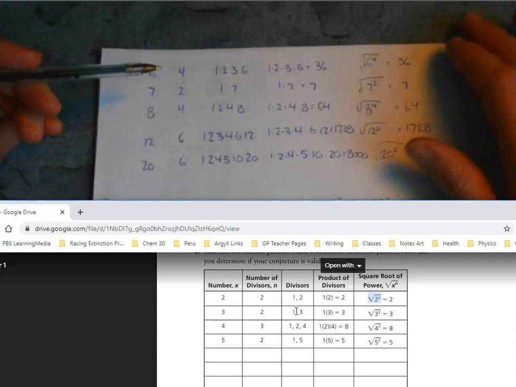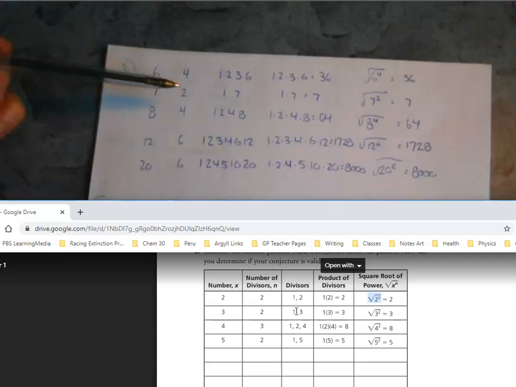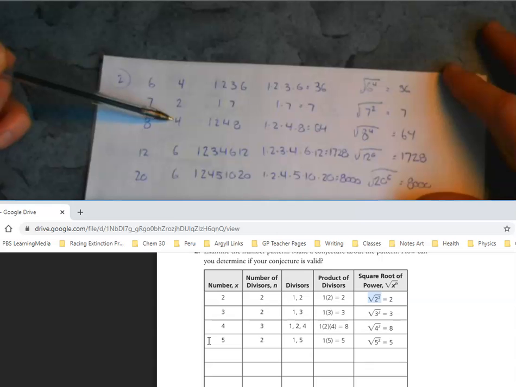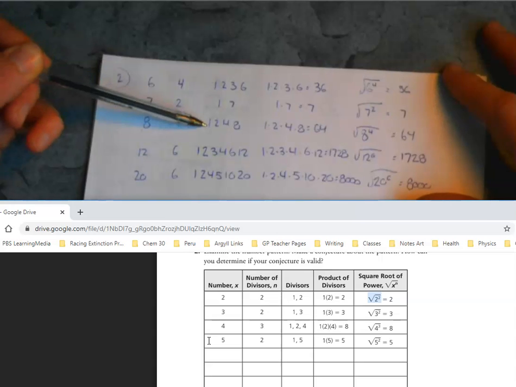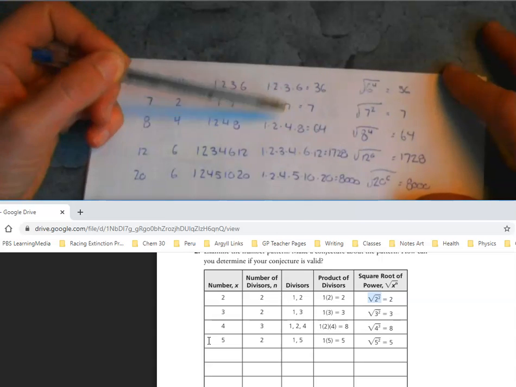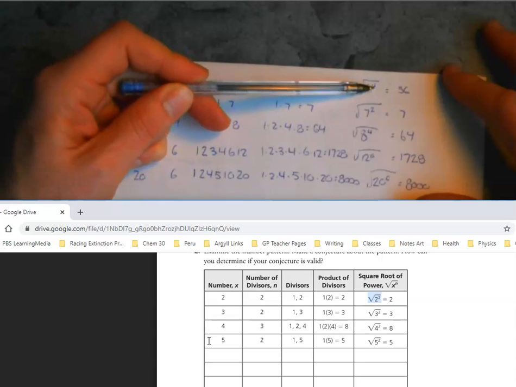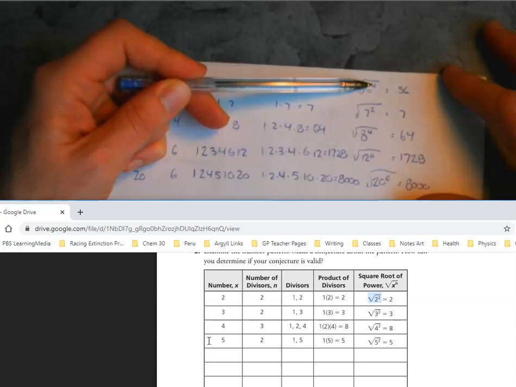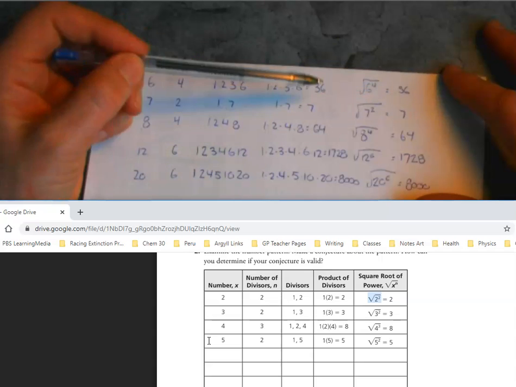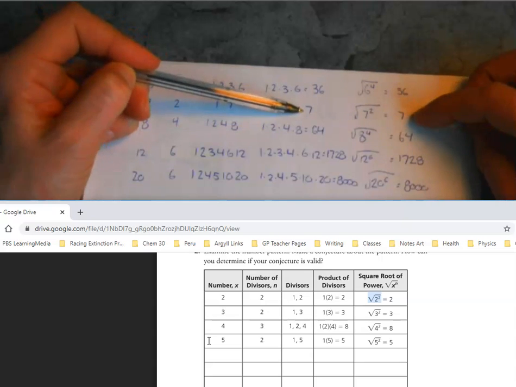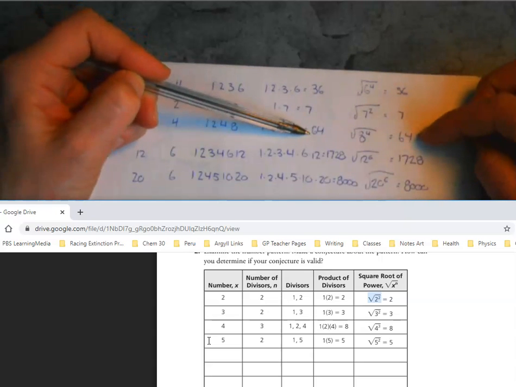Because this chart only goes up to 5, I did the next 3 numbers. I figured out how many divisors there were, figured out what the divisors were, multiplied them out, and then took that number raised to the exponent of how many divisors there are, and then square rooted that. And you can see that the pattern continues because we have 36 and 36, 7 and 7, 64 and 64.